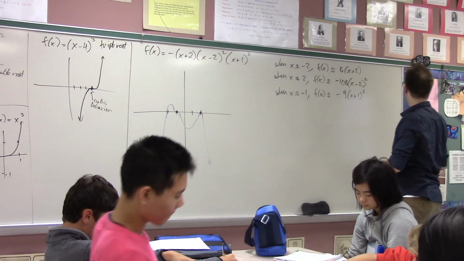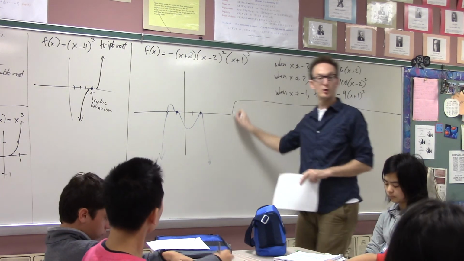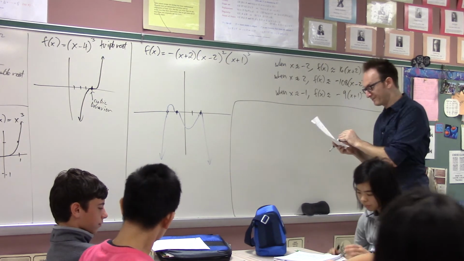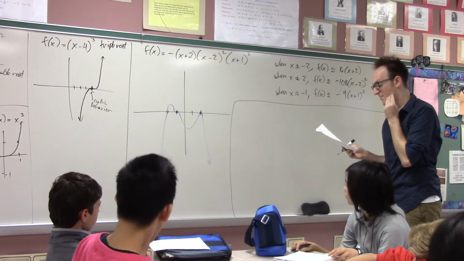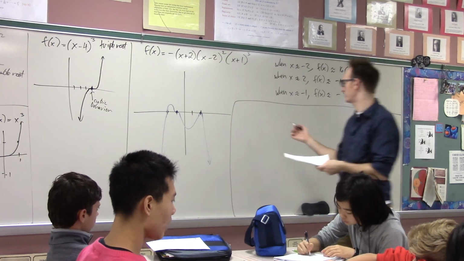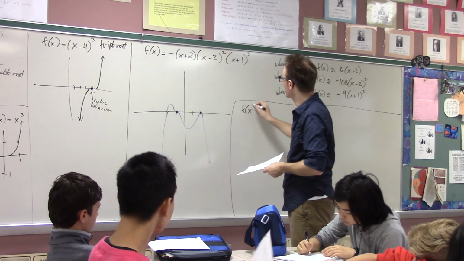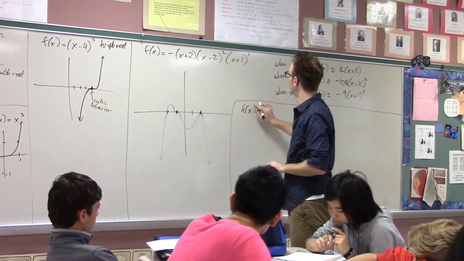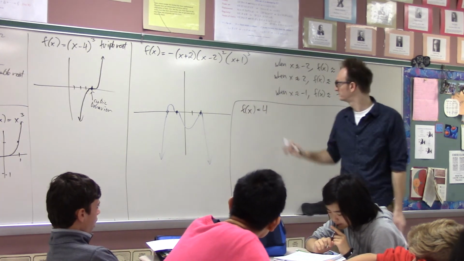All right, a couple other things to note. Let's look at some other polynomials and see if they satisfy the fundamental theorem of algebra. How about f of x equals like 4? What's up with that?